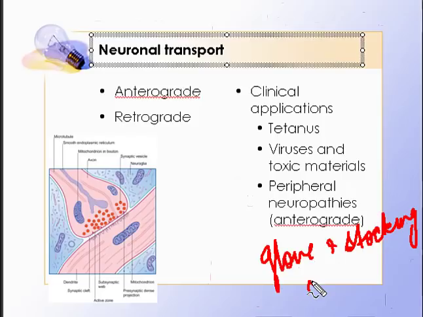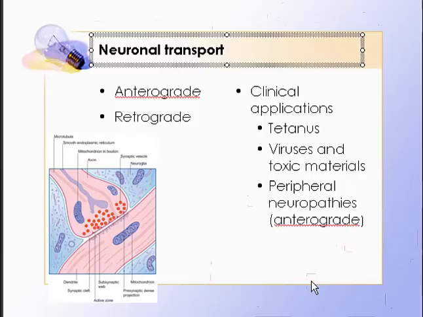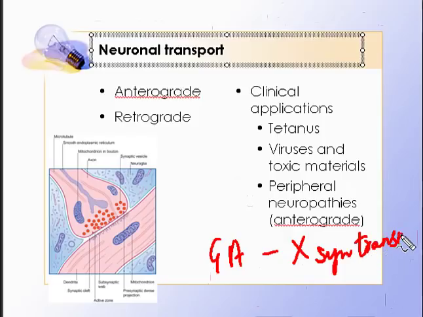Now, while we are talking about neuronal transport, and we mentioned synapses, I'd also like to mention at this point how general anesthetics and local anesthetics act. General anesthetics block synaptic transmission. So synaptic transmission does not occur, and that's why the person has analgesia and anesthesia. They get drowsy.